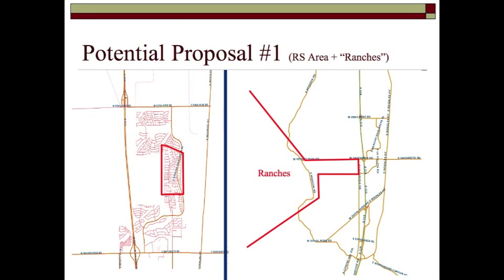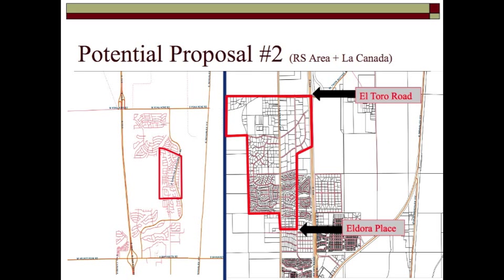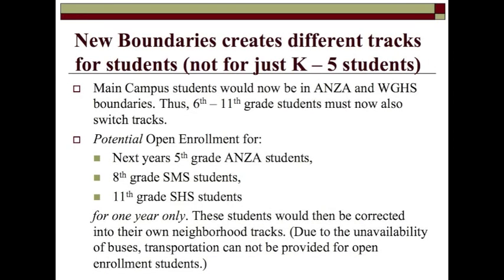Proposal 1 would be the middle of Rancho Cerrita and the ranches, and Proposal 2 is the middle of Rancho Cerrita and those students off of La Cañada. The northern boundary of La Cañada is El Toro Road, and the southern end of that boundary on La Cañada is Eldora Place. And looking at these new boundaries, it does create different tracks for not just K-5 students.